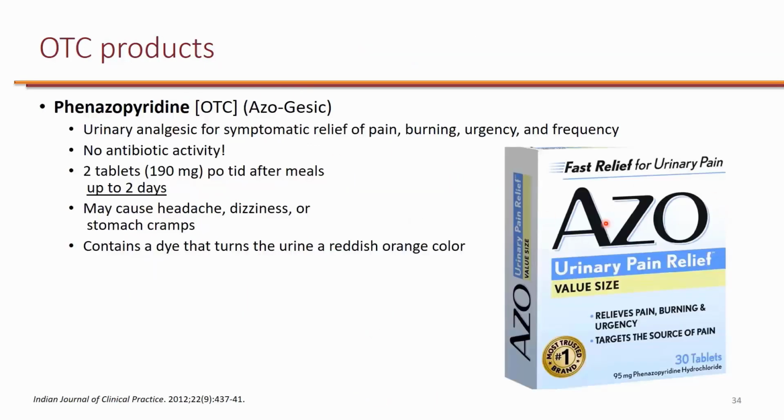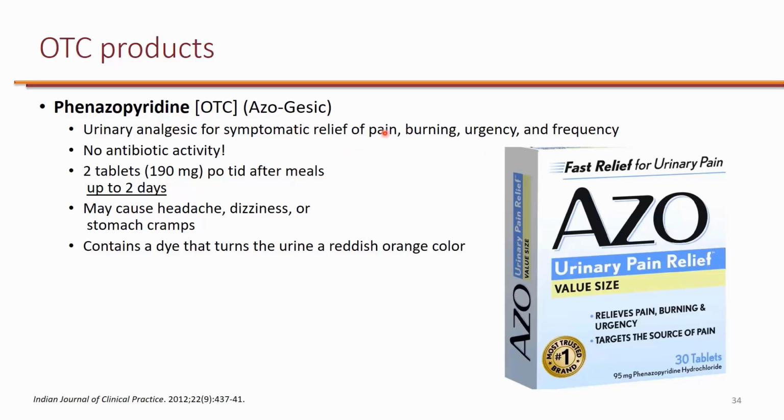We have another Azo product over the counter, which is actually phenazopyridine. So be very careful when you hear the word Azo. Are they talking about cranberry, or are they referring to phenazopyridine? Some of them are actually a combination of cranberry and phenazopyridine. It's a urinary analgesic for symptomatic relief of pain, burning, urgency, and frequency. Remember, these are the symptoms of urinary tract infection.